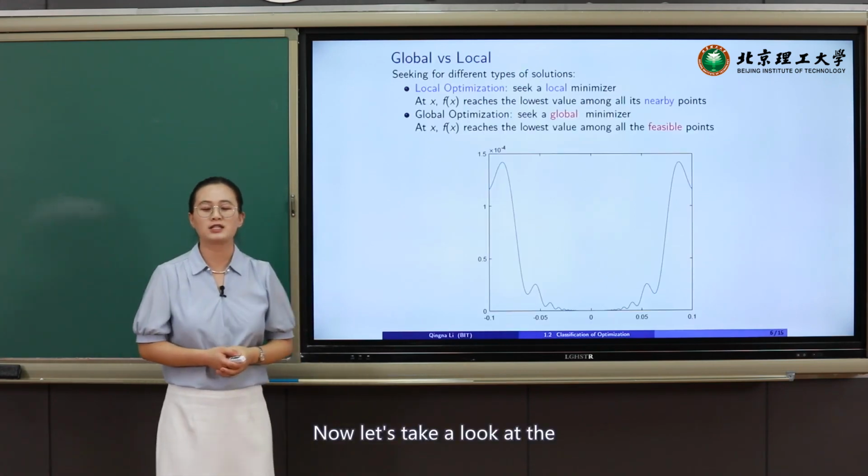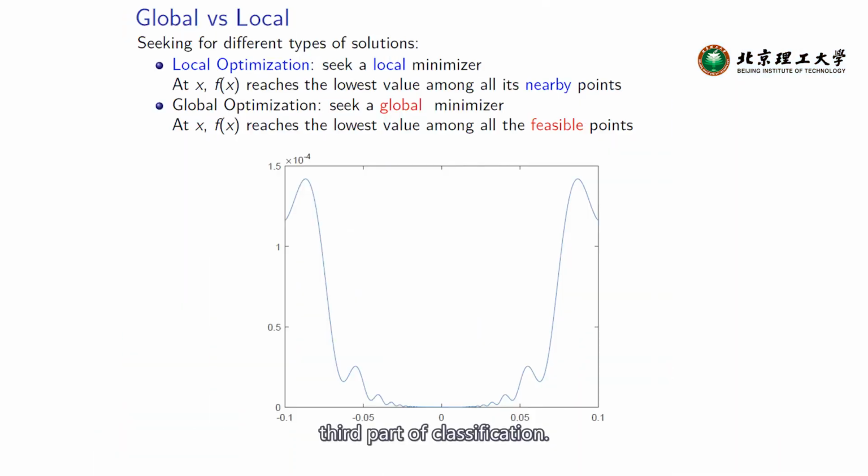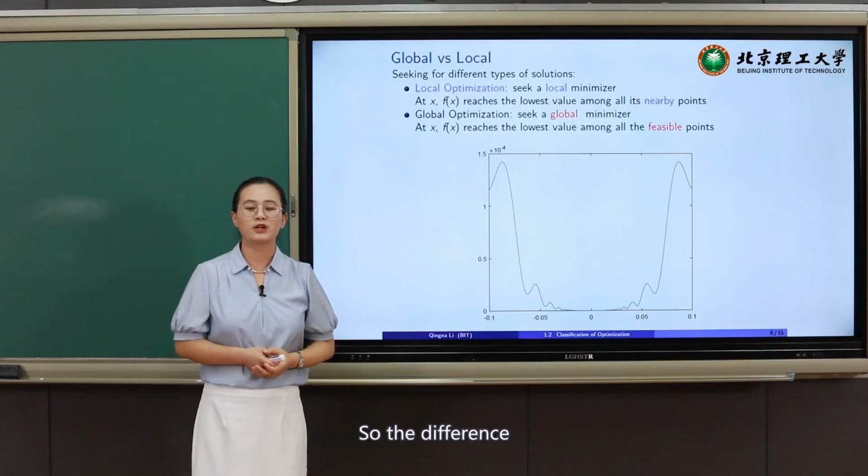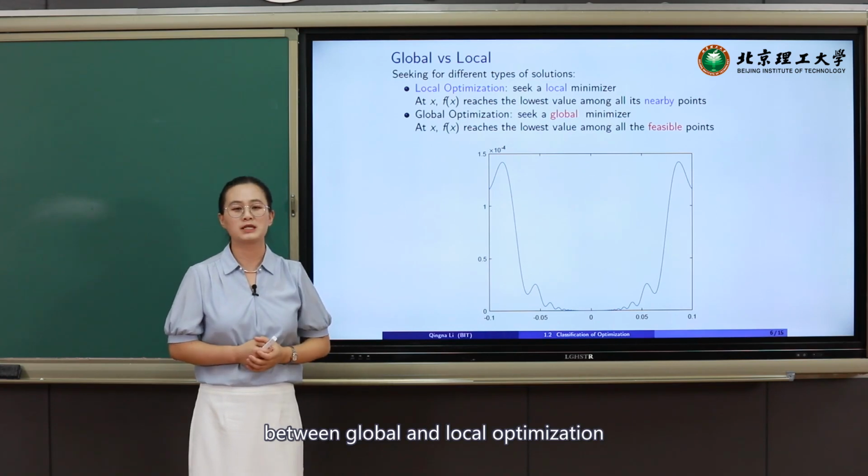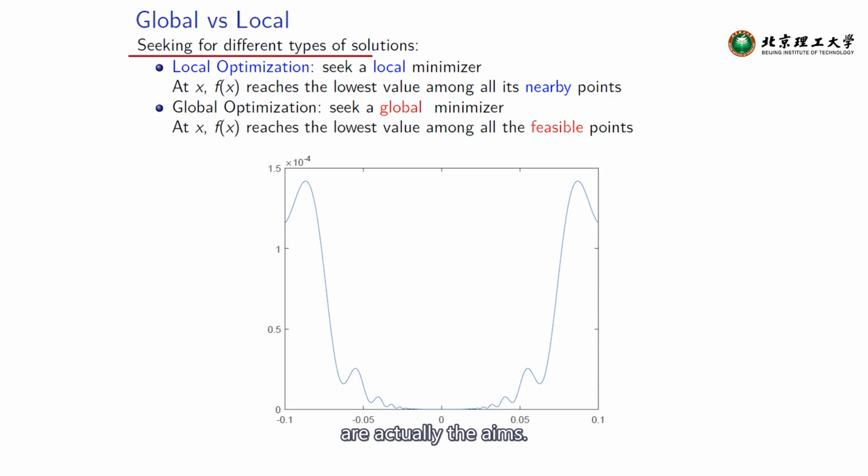Now, let's take a look at the third part of the classification, which is global or local optimization. The difference between global and local optimization is actually the aim. If you are seeking local optimizers, then it is a local optimization problem. If you are trying to seek the global minimizers, then it is called global optimization.